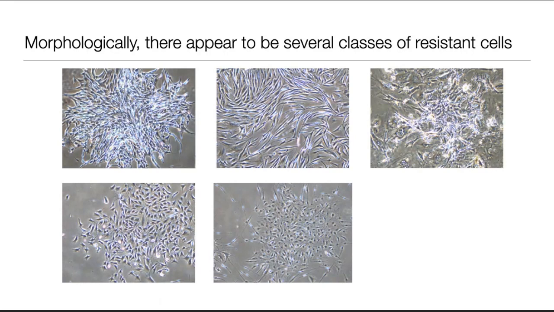Some of them seem to kind of grow on top of each other. Some of them look more like fibroblasts. Some are really kind of 3D. Some almost look epithelial. They're all different, and these classes of resistant cells kept showing up.